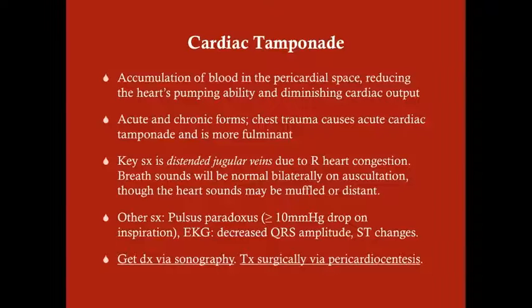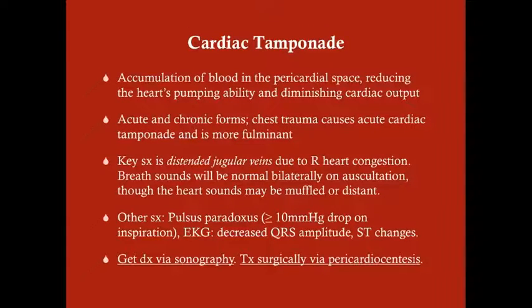Some other symptoms that you may see are pulsus paradoxus. I've really never gone so far as to try to look for this in a patient, but pulsus paradoxus is a greater than 10 millimeter of mercury drop on inspiration. So normally your blood pressure should drop on expiration. In this case, it drops on inspiration. And then an EKG, if you have one attached, you may notice a decreased QRS amplitude. Remember, your QRS is your pumping, your left ventricle pumping, and so that would make sense that you would have a decreased QRS amplitude.